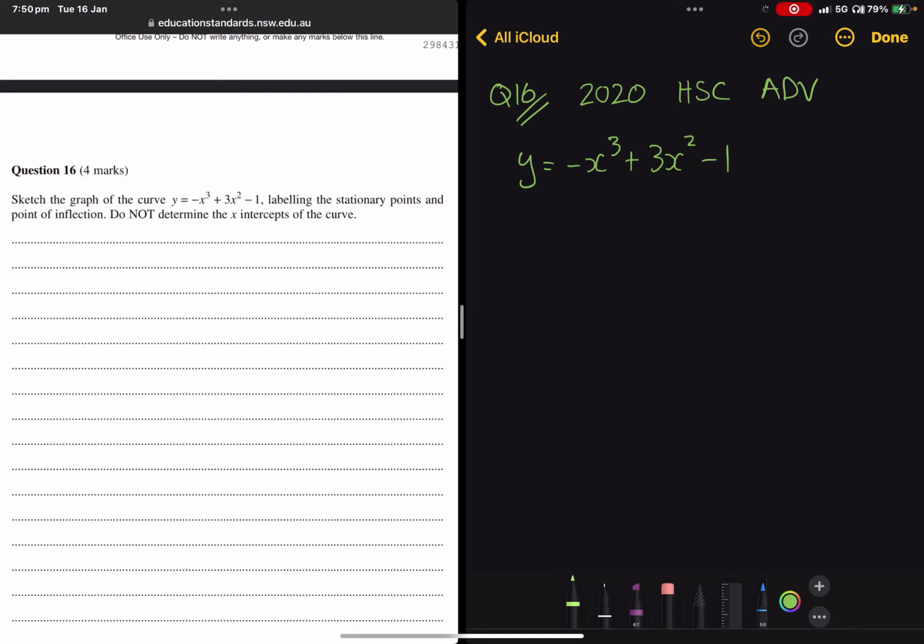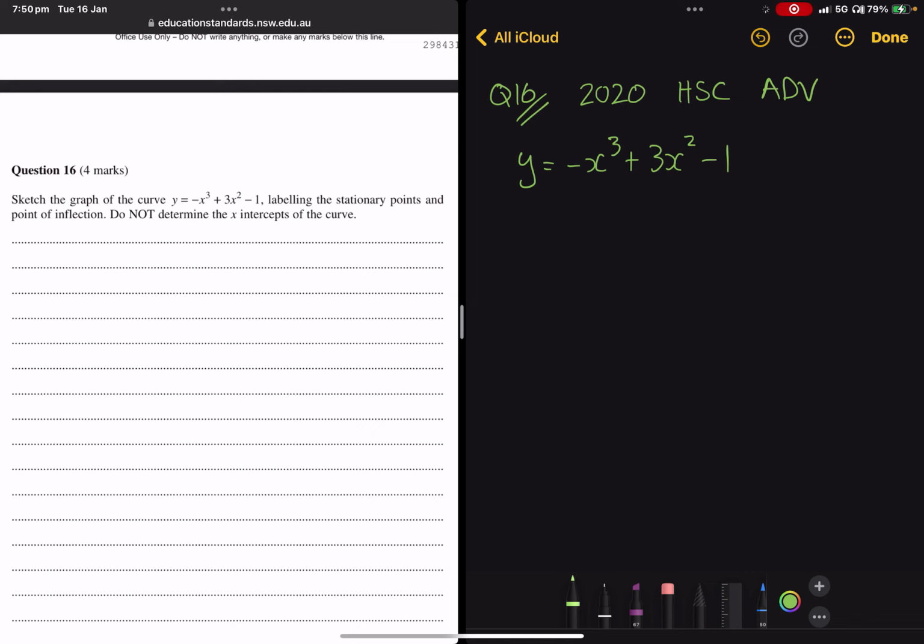If you're told not to do something, don't do it, because it's probably going to be quite complicated and it's going to waste a lot of time. You get no marks for it. So the question tells us to label the stationary points and points of inflection. So it makes sense that we're going to find them first.